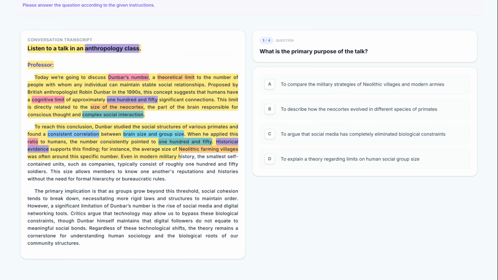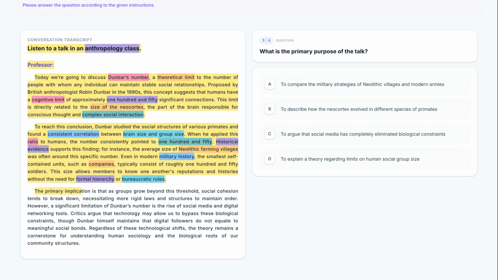Even in modern military history, the smallest self-contained units, such as companies, typically consist of roughly 150 soldiers. Transitioning to a modern context, she mentions military history and how companies are also structured around this specific number. This size allows members to know one another's reputations and histories without the need for formal hierarchy or bureaucratic rules. The professor explains the functional benefit of this size, which is maintaining order without formal hierarchy or bureaucratic rules.